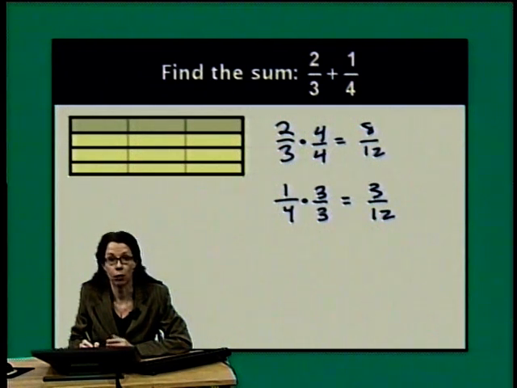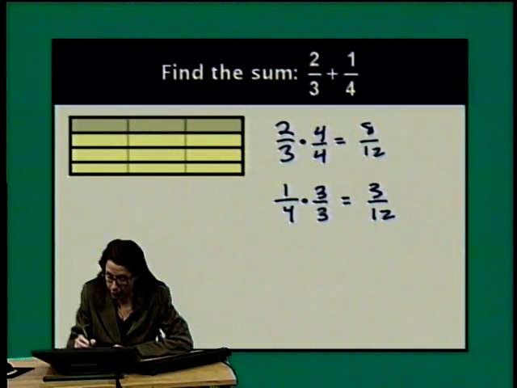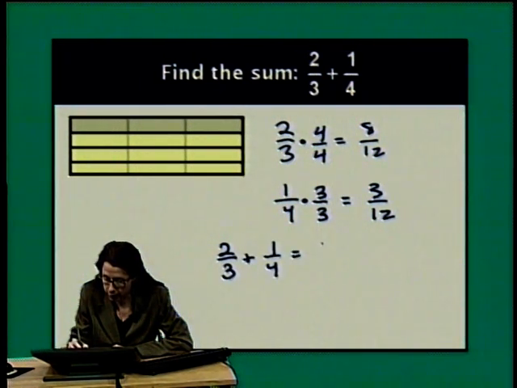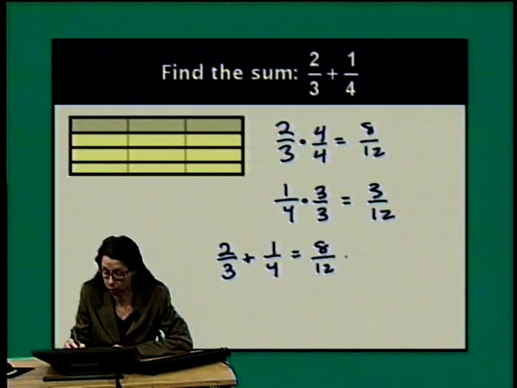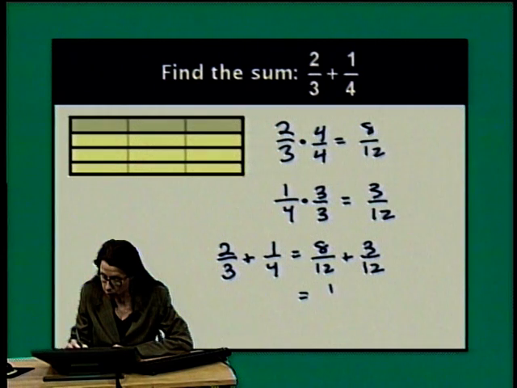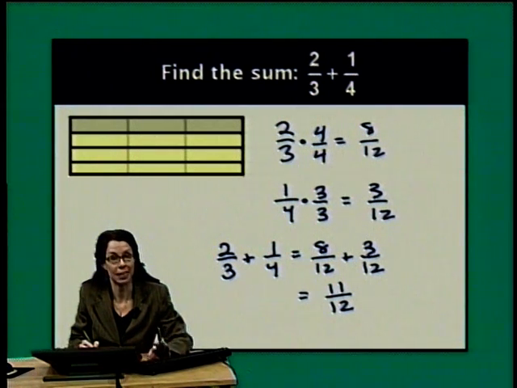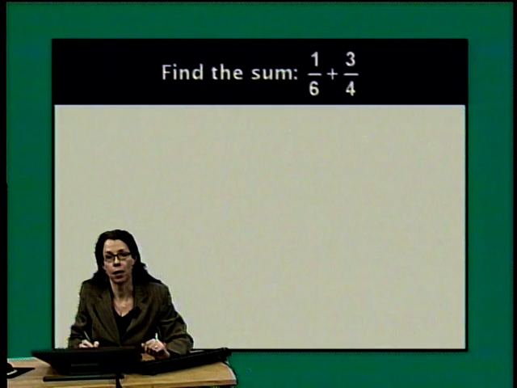So when I'm writing out the sum here, what I have is 2/3 plus 1/4. That's the same as 8/12 plus 3/12. We add the numerators, write the result over a common denominator. So 2/3 plus 1/4 is 11/12. Let's look at another example.